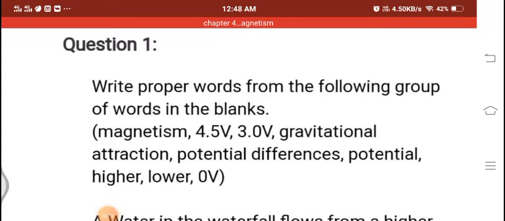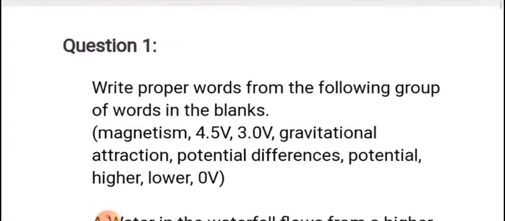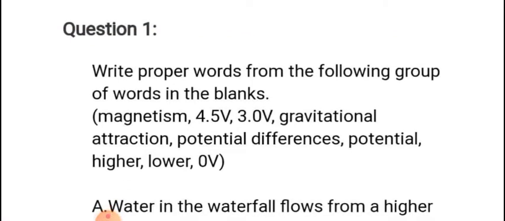8th standard subject science, chapter number 4, current electricity and magnetism. As we have done this chapter in the previous lecture, now in this lecture I'm going to discuss the exercise part of this chapter. In the exercise, the questions are given, so I'm going to discuss the answers of the same. I will send you these answers in PDF form as well as in video form. You have to write these answers in your homework notebook.